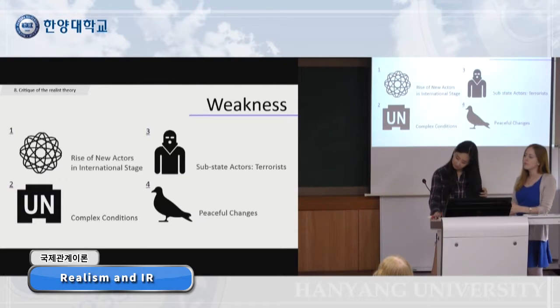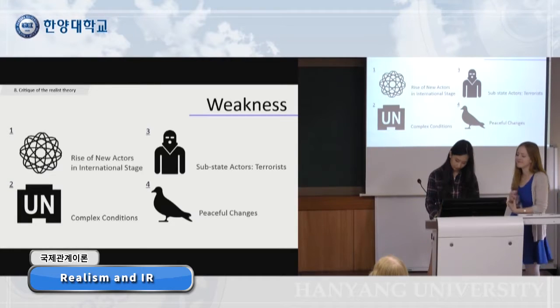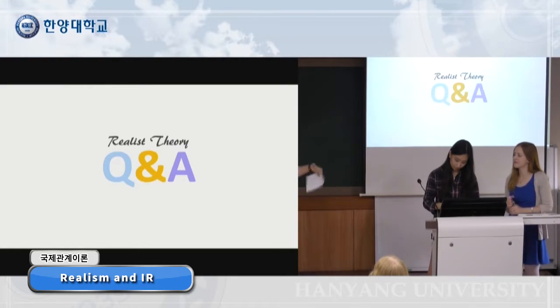In conclusion, to provide you with some insights for the future of realist theory, as the 21st century began, society has become more free, and through growth by cooperation, conflicts are being resolved by peaceful means. Therefore, without some sort of modifications, realist theory may no longer be applicable in explaining the flow of international relations. Thank you. And if you have questions, feel free to ask.